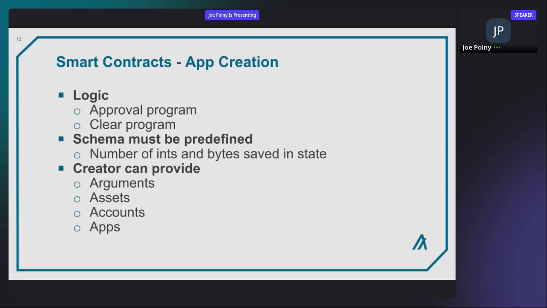In addition to app creation, we must define a schema. So when you create an app, you need to define what kind of ints or what kind of data you're going to be saving. So the two data types in TEAL and thus in smart contracts are integers and byte arrays. And you can basically think of byte arrays kind of like strings. They're very similar. So you must predefine how many ints you're going to be saving and how many byte arrays you're going to be saving. And then again, you got to provide the arguments, assets, accounts, and apps, as I previously discussed.